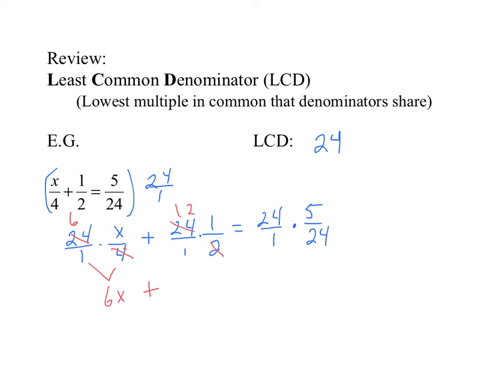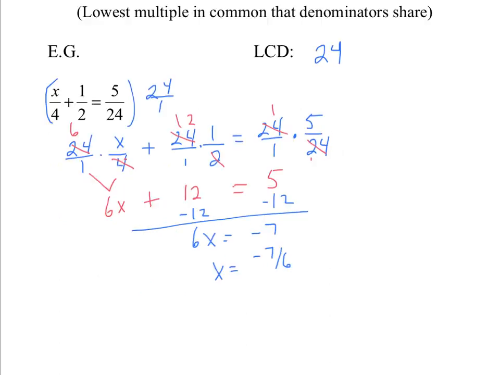So cancel, multiply, 12 times 1, cancel, multiply, and now we've gotten rid of the denominators and we can proceed to solve. So subtract 12, divide by 6, our answer will be -7/6.